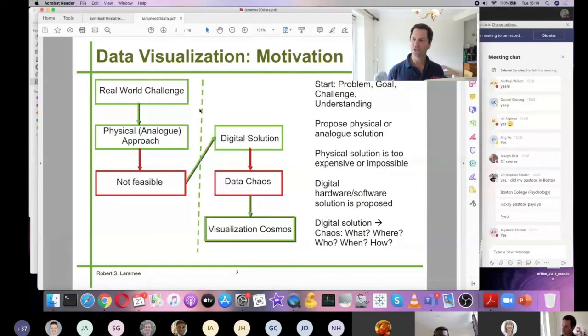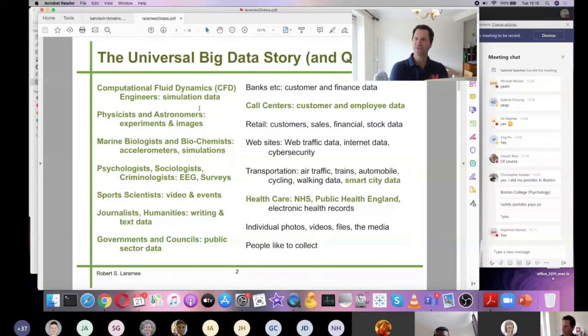And that's what visualization is here to help with, to solve. It takes the data chaos and turns it into something that we can understand, we can see. Data is not very useful if you can't see it. And funny enough, most data is unobserved. Nobody ever sees it. That's the majority of data out there. And I call this the visualization cosmos. We go from chaos, the data chaos, to the visualization cosmos. Sounds a little bit philosophical. It is a little bit philosophical.